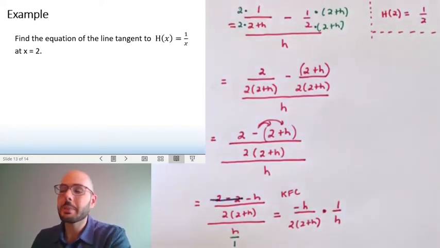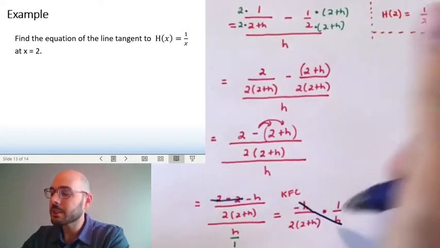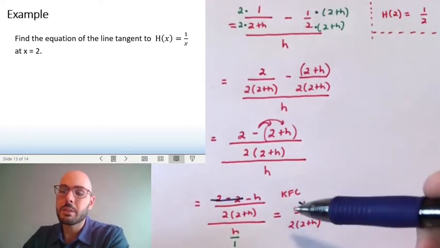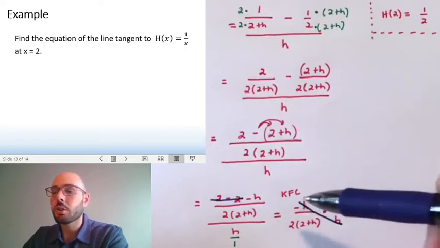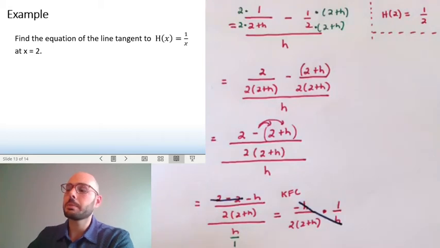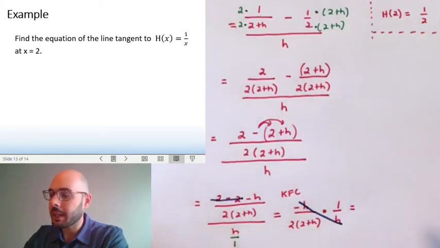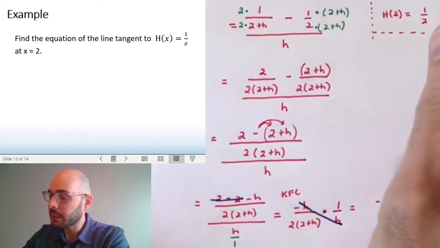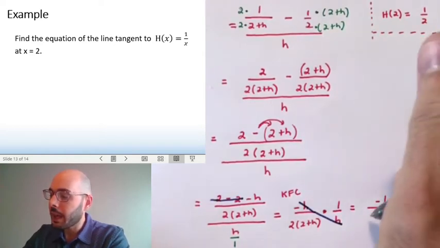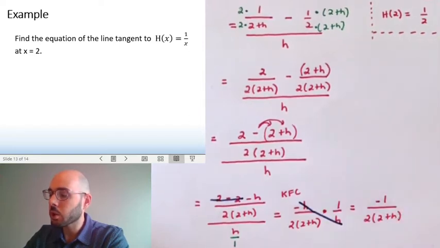So what do we see happen here? Oh my gosh, I can't believe it happened. H's cancel on the top and on the bottom. Keep in mind you do still have that negative on the top. It's just the h's that cancel. And that's what we need to happen. Remember, that's step 2. H needs to cancel out. So what we have left now is a negative 1 on the top, and on the bottom we have a 2 times 2 plus h.